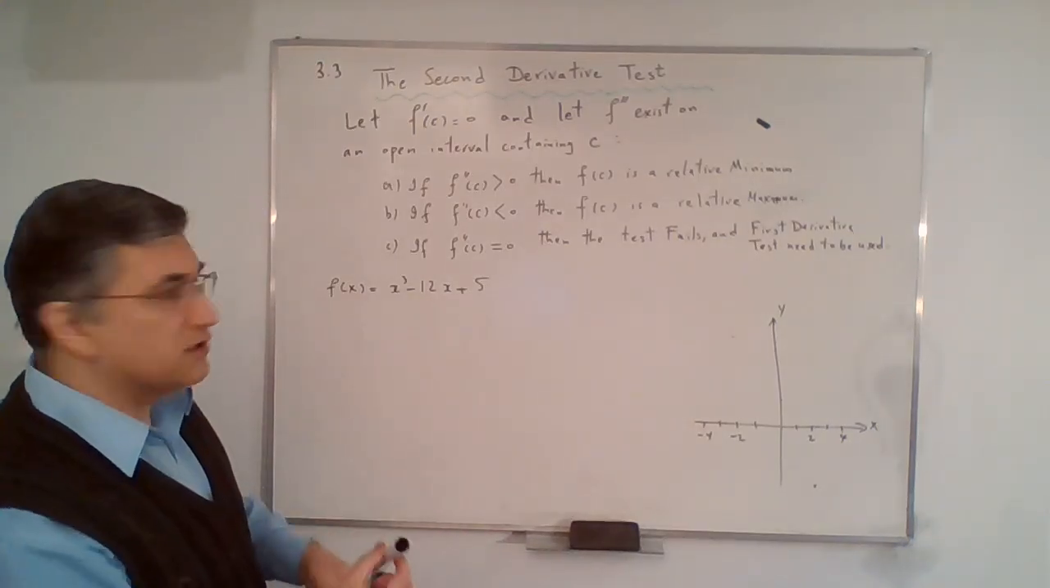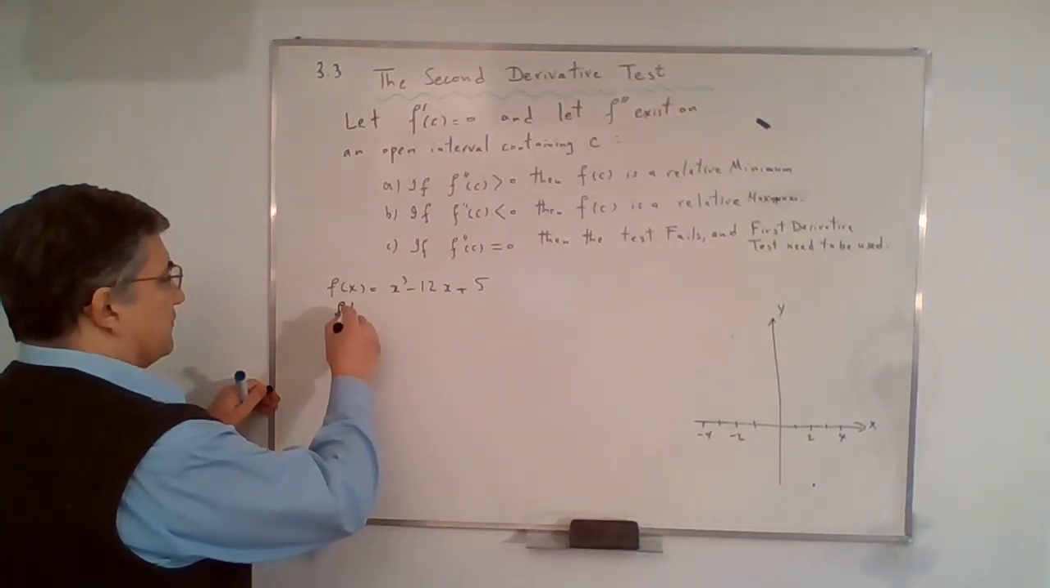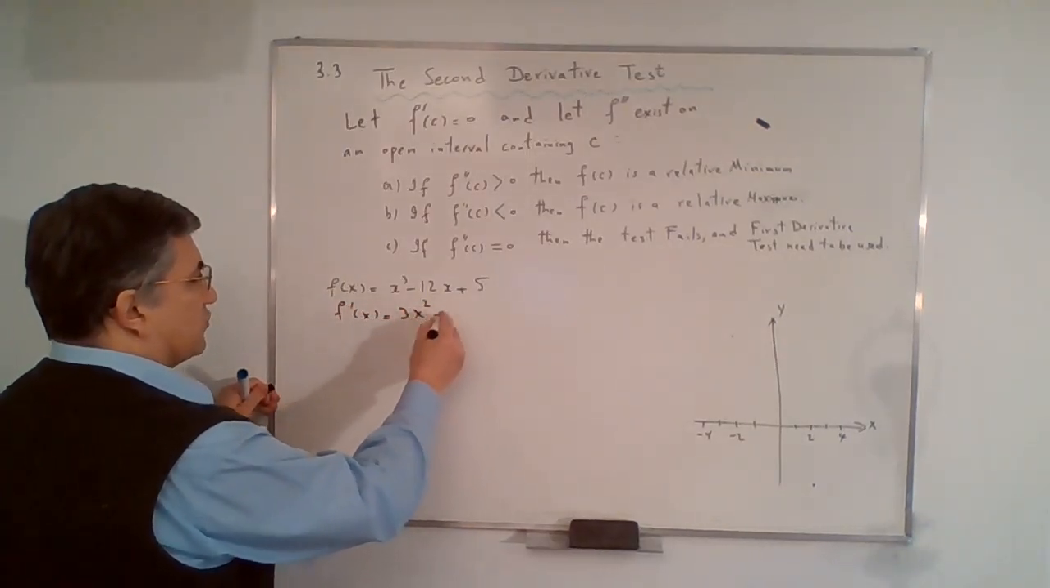We have a cubic function here, as always, so I'm going to take the first derivative. That would be 3x squared minus 12.